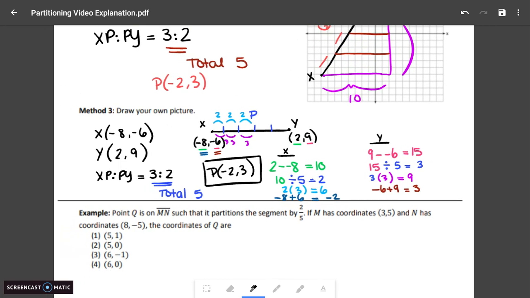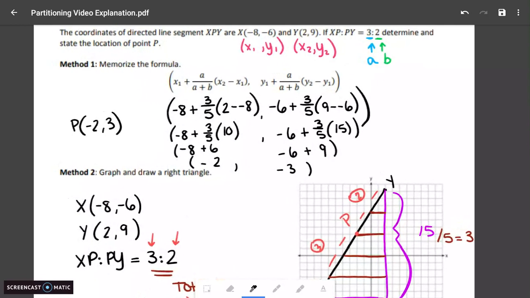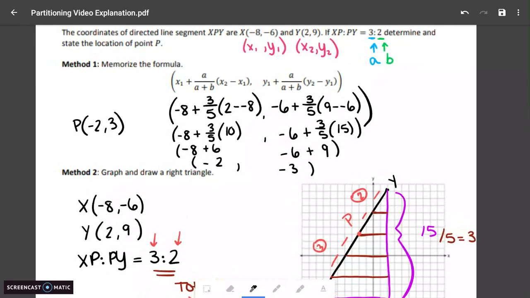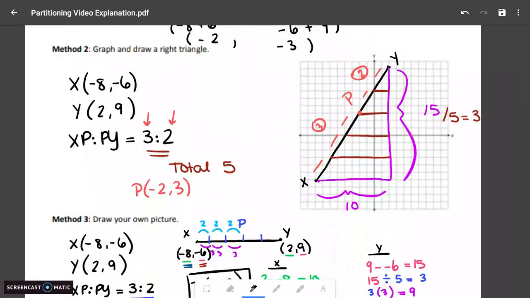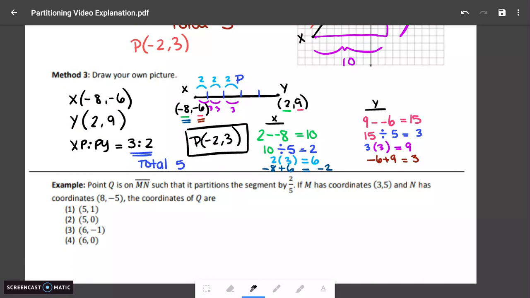So each of these answers got us the same thing because they're all equivalent methods. If I go back to the beginning, if you're good with a formula and memorizing one, you can definitely use method 1. If they provide a graph and you like this visual aspect, then go with method 2. And if you're like me, who likes to draw their own picture and try to make the visual happen and understand where this is all coming from, we can go with method 3.